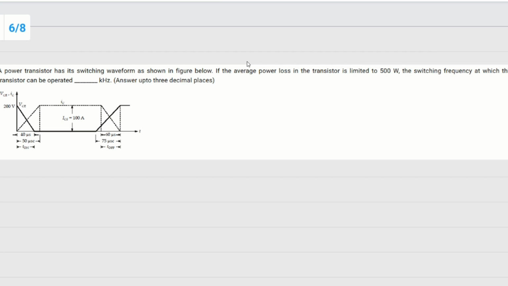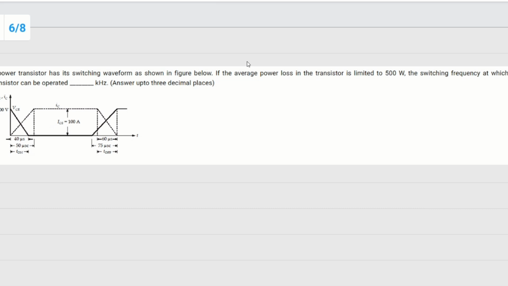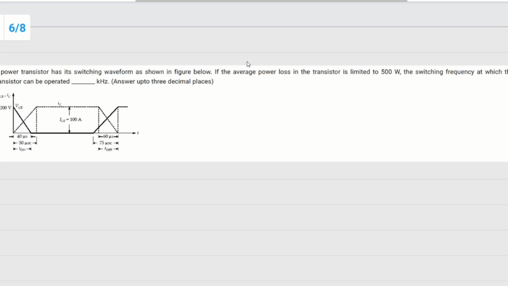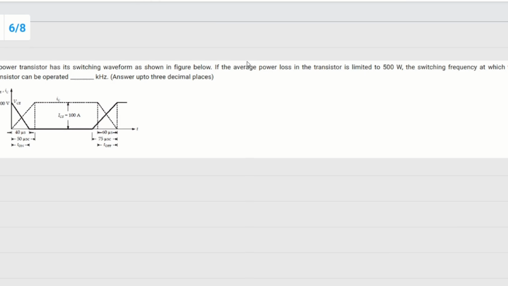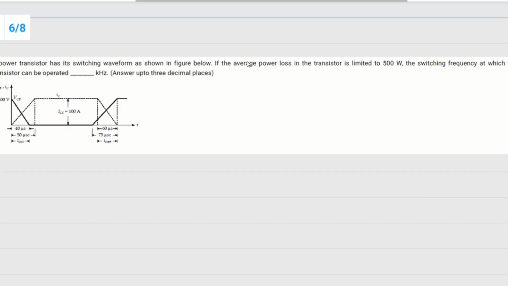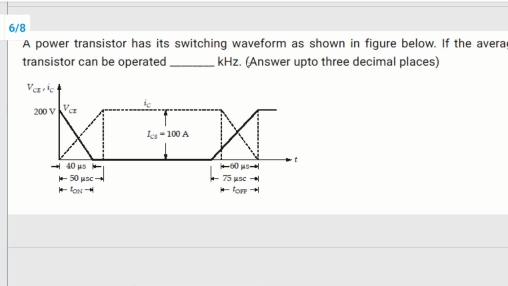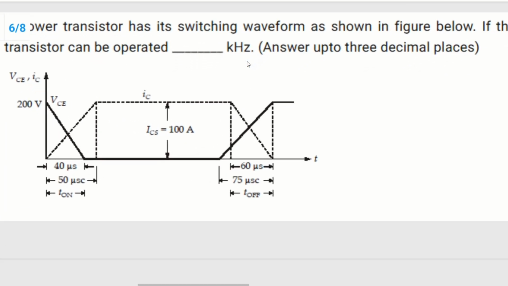Let's analyze some power electronics questions. These are very interesting questions and frequently asked in different competitions, especially this question, which is frequently asked in GATE. Given that the average power loss is 500 watts, we have to calculate the switching frequency. The switching curve is given, and we have to analyze it to do this type of question.